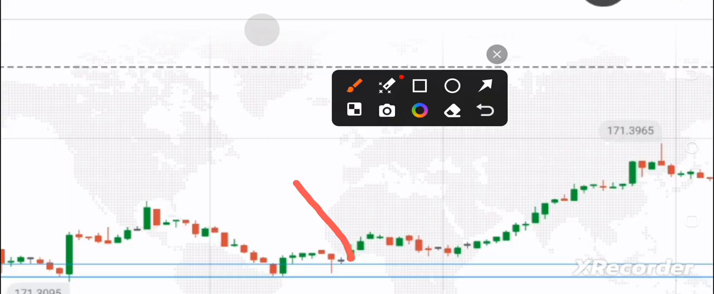Let me explain again. This is our support level, right? This is the 5 second chart. We have switched to the 5 second chart. This is the screenshot of the 5 second chart. This is our support level. Once this bearish candlestick got to this support level, we saw a rejection. Rejection means buyers entered.